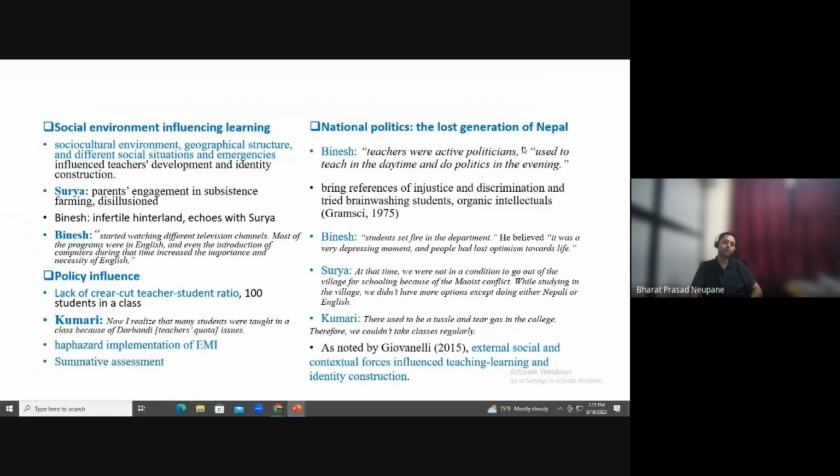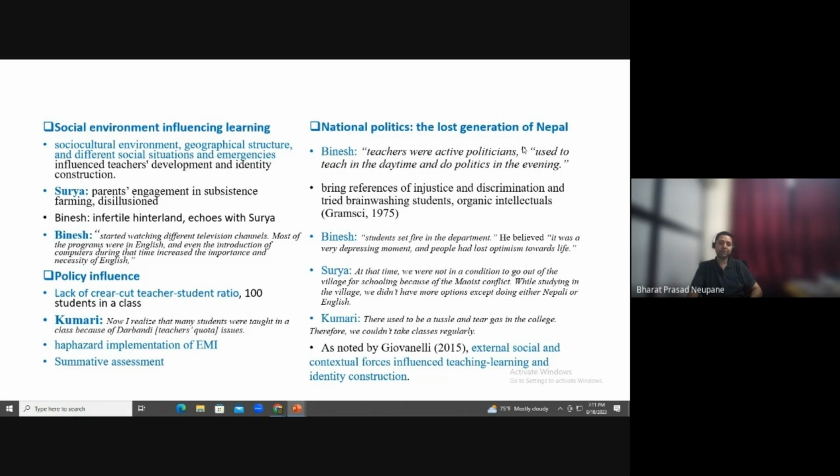When Bines was doing his master's in Kathmandu, in one of the university campuses in Kathmandu, the outer environment was reflected there. And students set fire in the department. He believed it was a very depressing moment and people had lost optimism towards life. Such incidents occurred even in educational institutions. They set fire in the library. That was a very unexpected event that occurred.